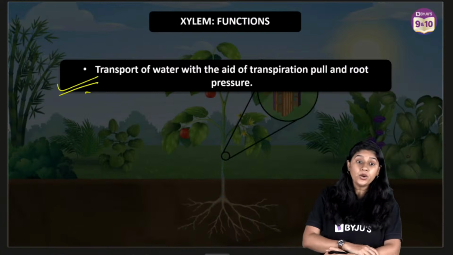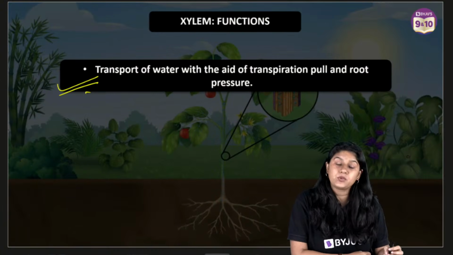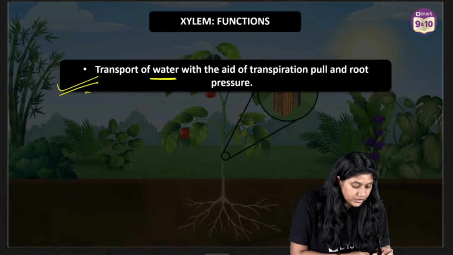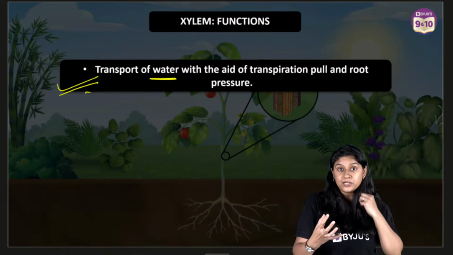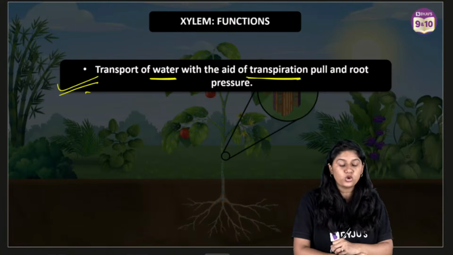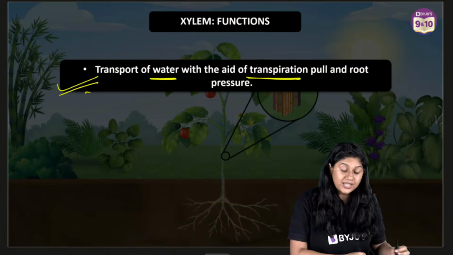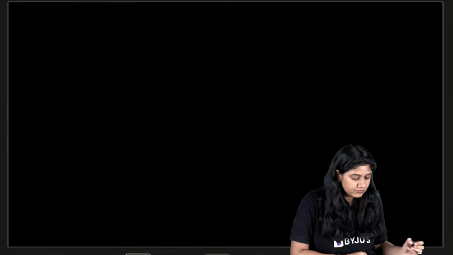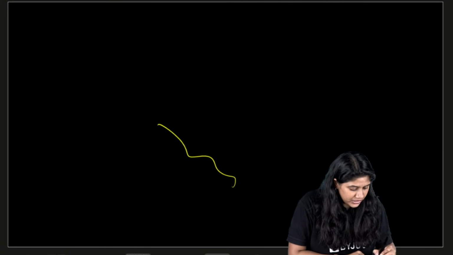Okay, along with that, we know that the transport of water is happening through xylem. Over here, we have a very important role of the transpirational pull also and the root pressure. Now, let's understand about it. Everyone, we know that we have the roots. Let me just make it over here.